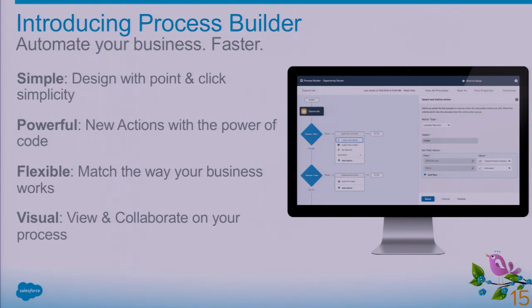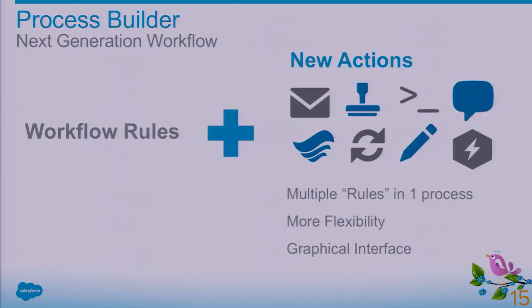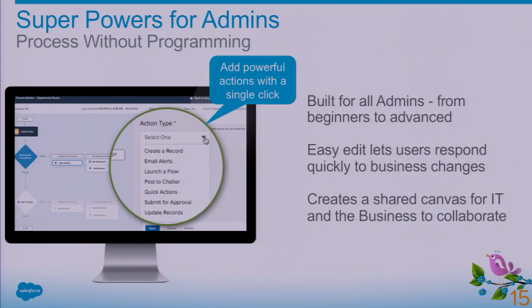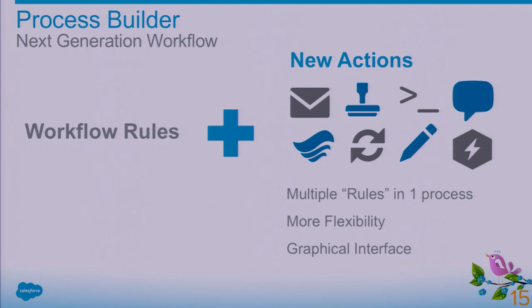It's really simple enough for any business analyst or admin to radically improve the automation and the efficiency of their organization. So you can think of the Process Builder really as the next generation of workflow rules plus a lot more actions, a lot more flexibility to operate across record types, and a lot more power to combine what would have been multiple workflow rules into a single process.